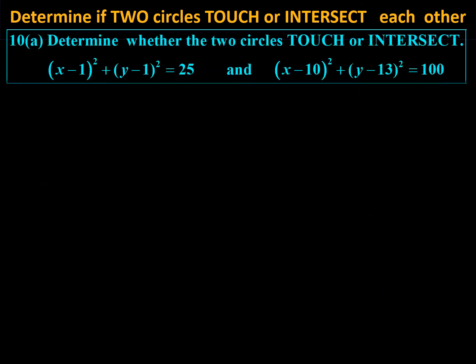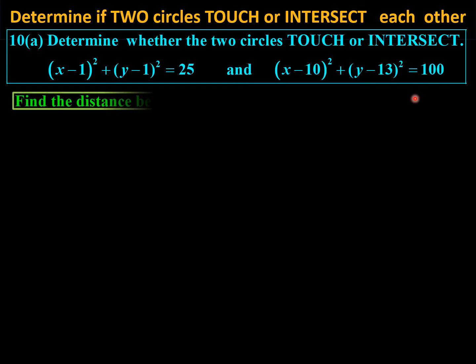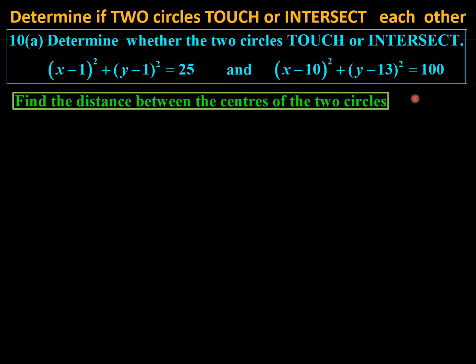Let's look at our first pair of circles. First of all, we need to understand that we can get the center and the radius from the equations. The first center would be 1 and 1, radius 5. The second is 10 and 13, radius 10. That's just from the equations, you should be able to do that.